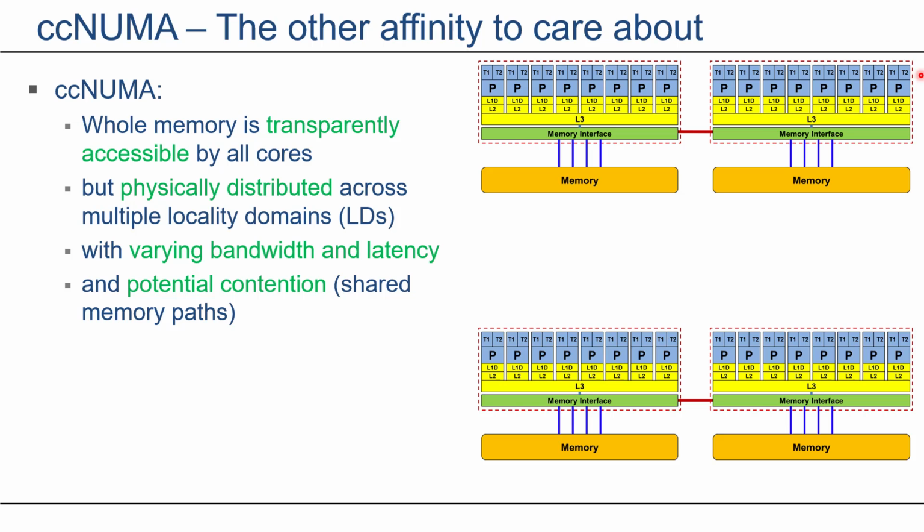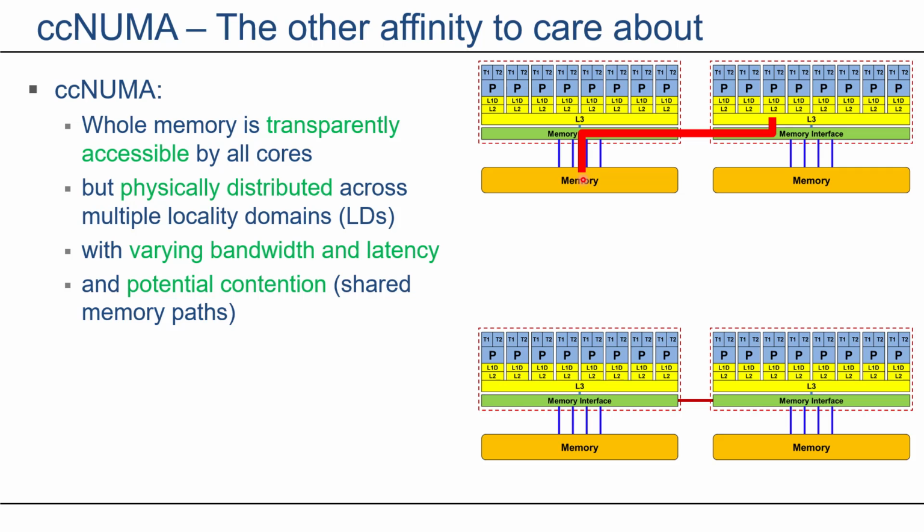Since it's distributed, it's only natural that the bandwidth and latency by which cores can access the locality domains can vary across the system. Also, there's potential contention. These are the two problems we see from an architectural and a performance point of view with ccNUMA systems. In the top figure, we see the first problem, non-local access. Non-local access means that a core from one locality domain needs memory from a distant locality domain.